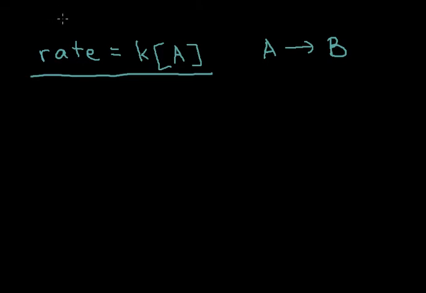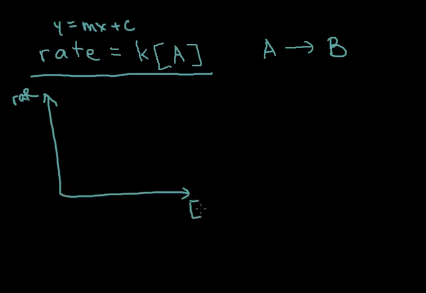If we have a y equals mx plus c curve, y is the rate, and x is the concentration of A if we plot against that. So m would be the k, and c is a plus 0, right? So it will pass through the origin and it will have gradient of m, which is the gradient of k, so the gradient is k.